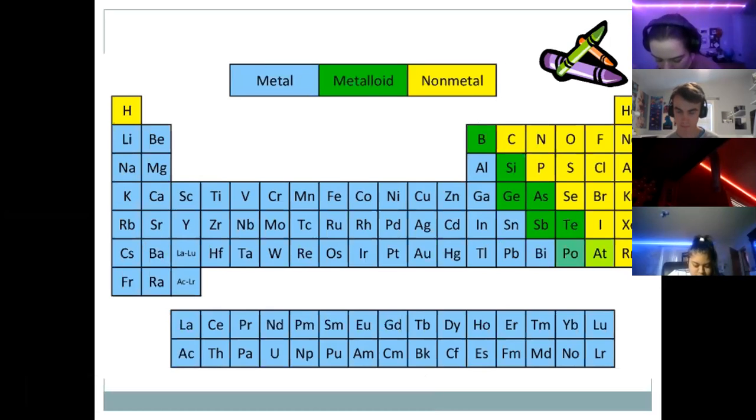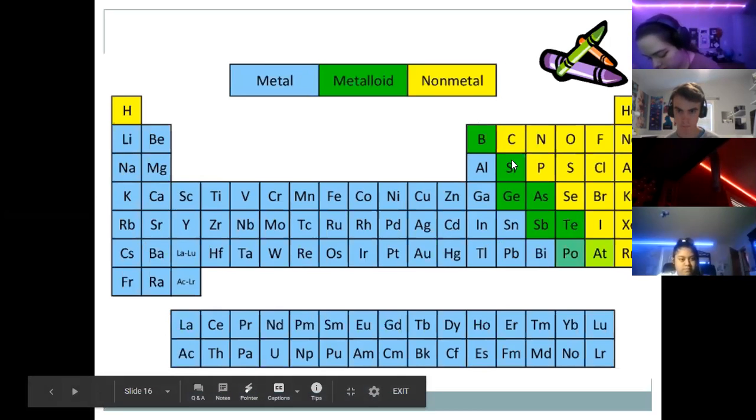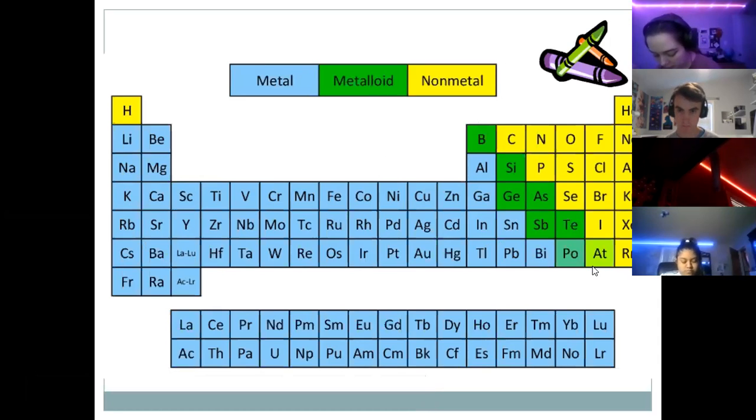And I believe on the reference table, it's not labeled metal, metalloid, and non-metal, but the stair step is clearly labeled. So therefore you would know that if it's to the right of the stair step, it's going to be a non-metal. And if it's to the left of the stair step, it is a metal. And then you're good to go. But when in doubt, assume it's a metal because as you can see, majority of the periodic table are metals.